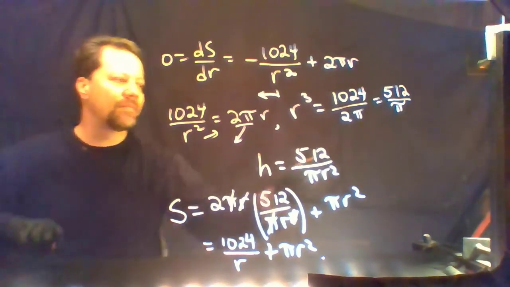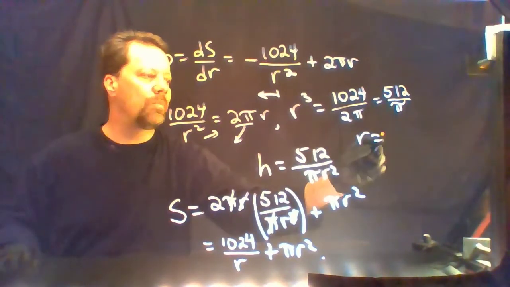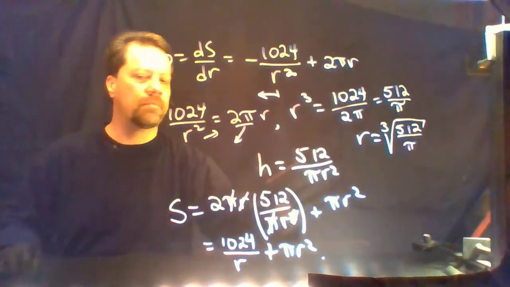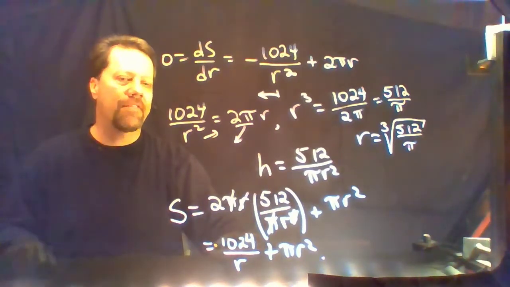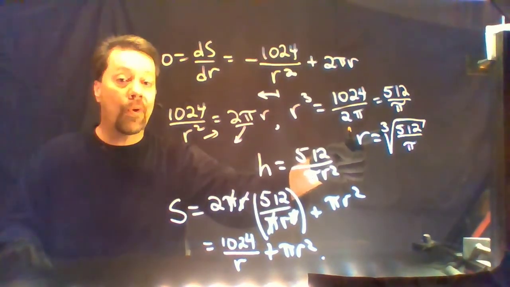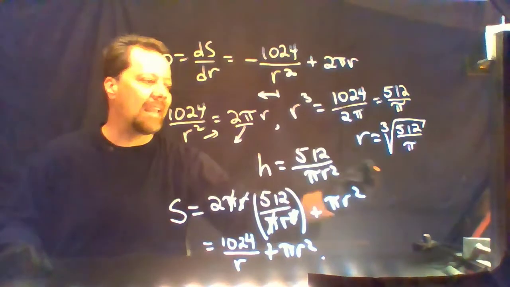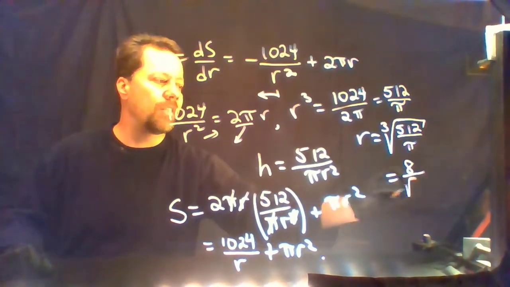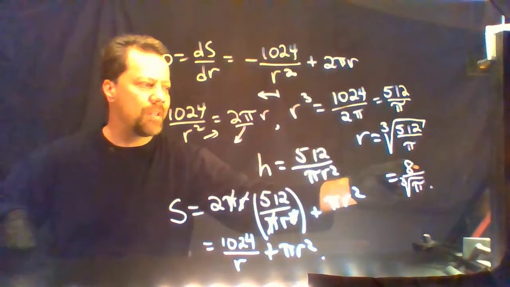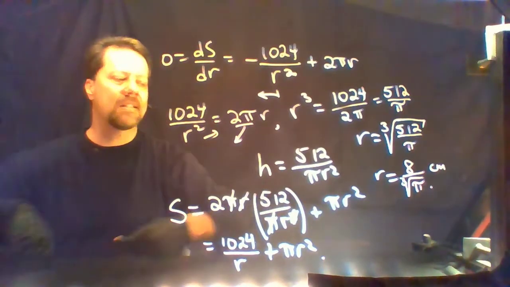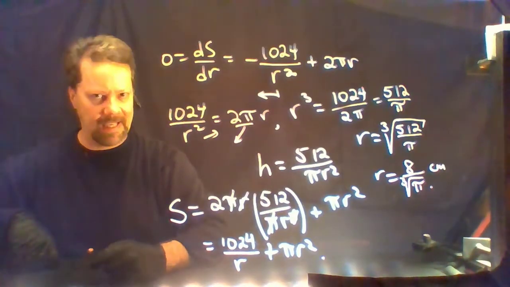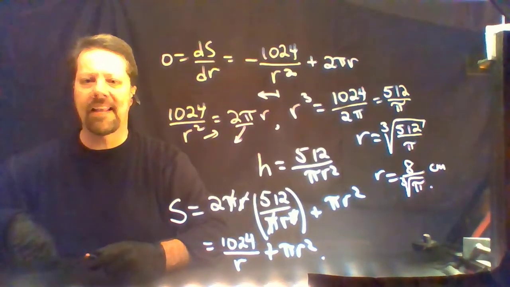Taking the cube root, r is the cube root of 512 over pi. Now, 512 is 2 to the power 9, and 2 to the power 9 to the power of 1/3 is going to be 2 to the power 3, or 8, divided by the cube root of pi. This will be measured in centimeters, and that's the radius. But we're still missing something. We need the height. I said, what are the dimensions of the can? The dimensions will be defined by the radius and the height, h.